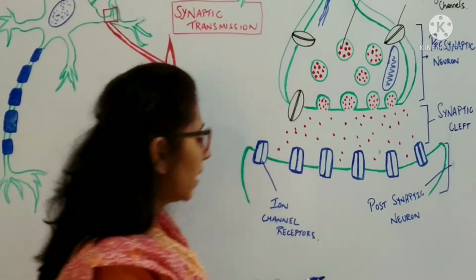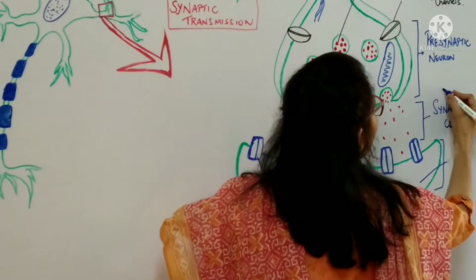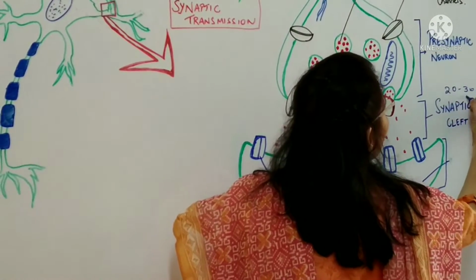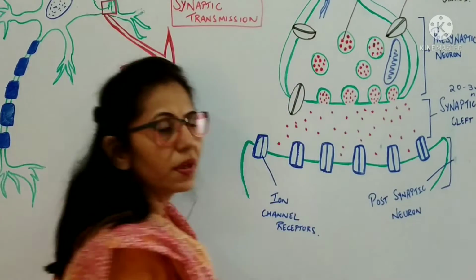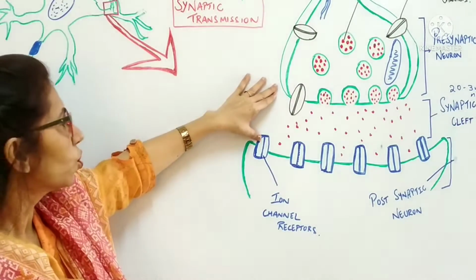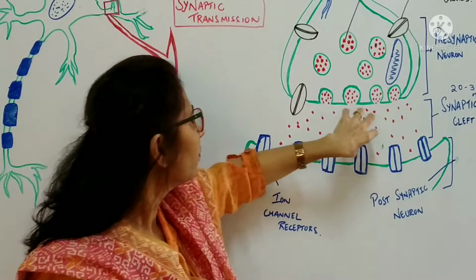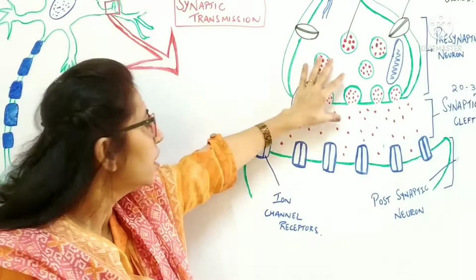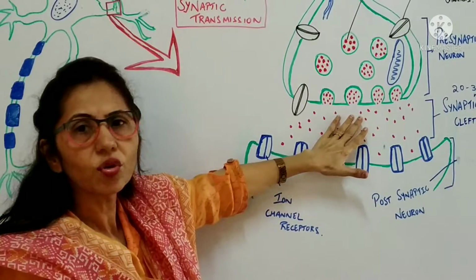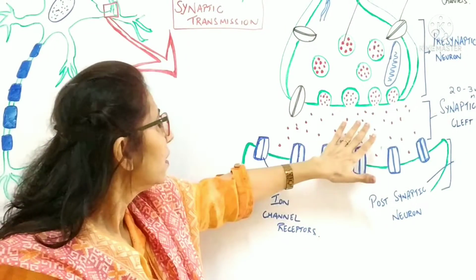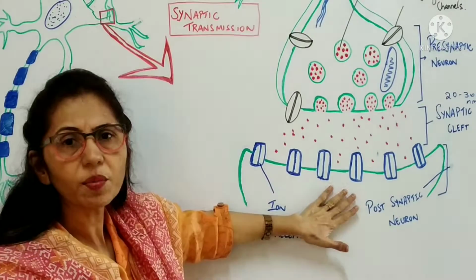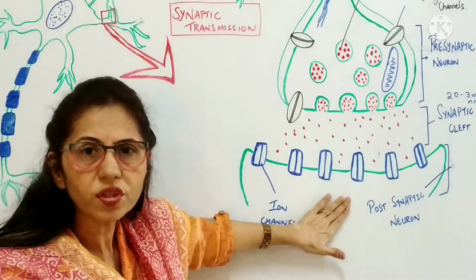Now this synaptic cleft is around 20 to 30 nanometers in depth, that is how much is the space between the two neurons, and this synaptic cleft is where the neurotransmitter is released by the vesicles. Now once the neurotransmitter is released by the vesicles, this binds or brings about potential changes in the postsynaptic neuron.